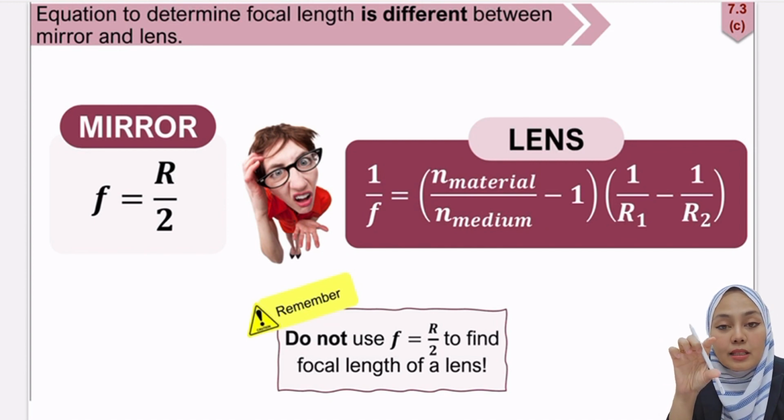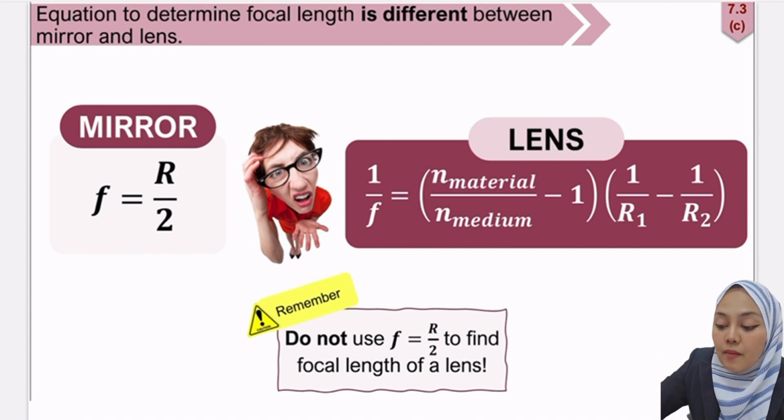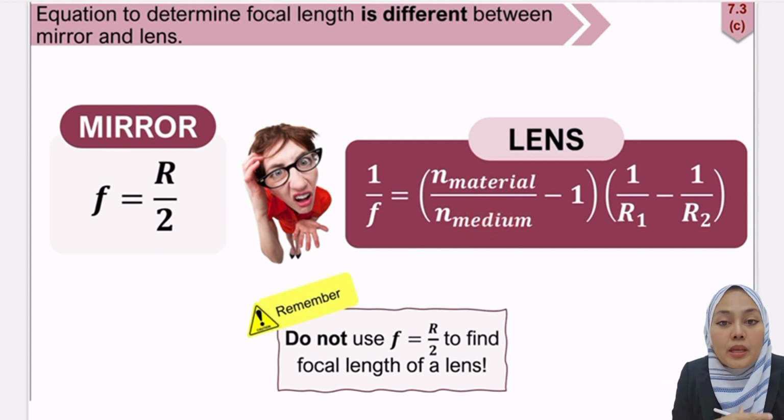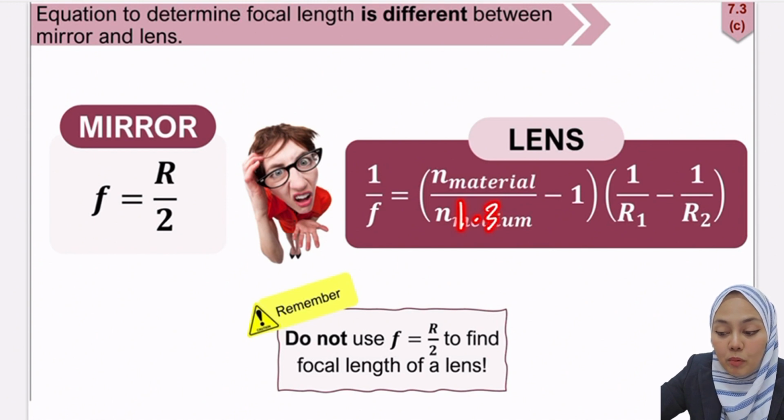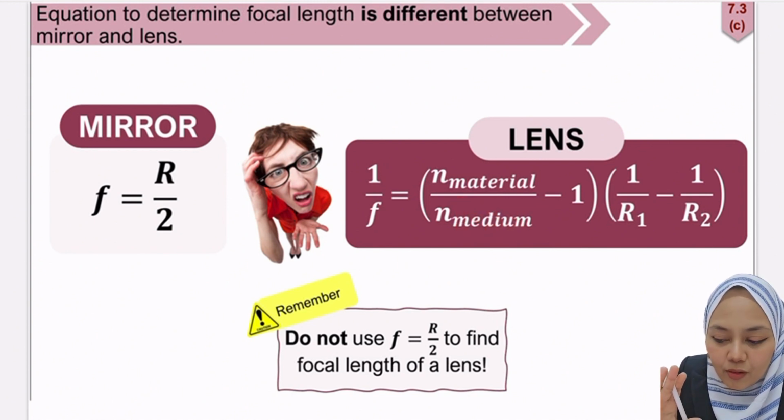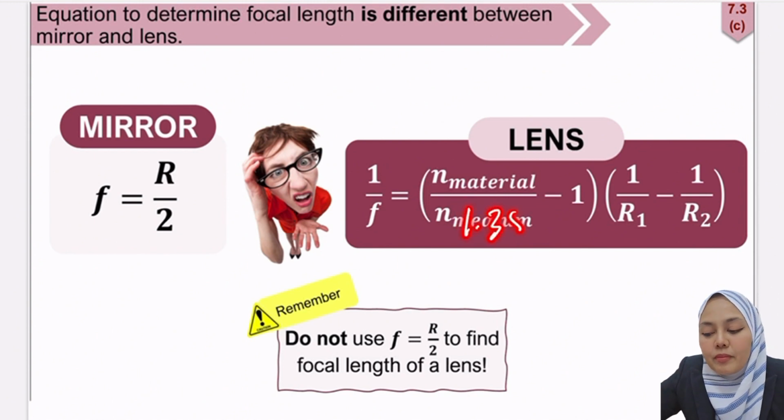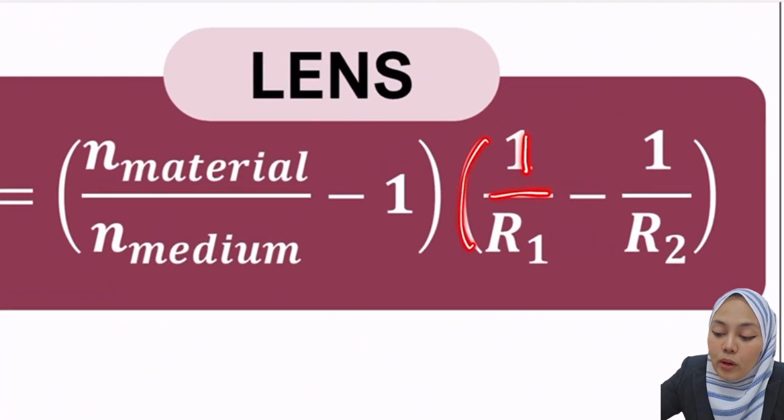If the lens is located in air, then the medium's refractive index is 1.0. If it is located in, let's say, oil, maybe it becomes 1.35. I don't remember the refractive index of the oil. Let's just say this, so like this, and you subtract everything. And then you can see here 1 over R1 minus 1 over R2.